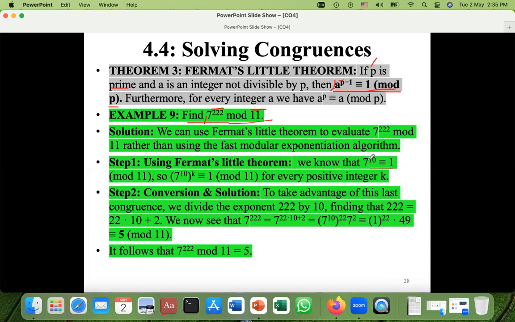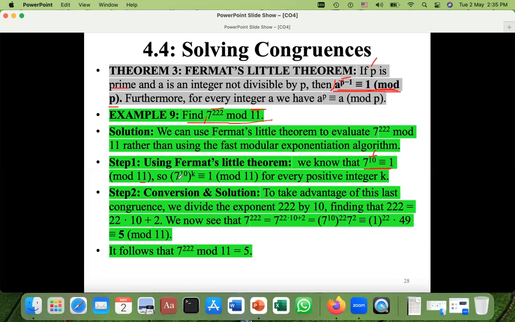Then it would be 7 raised to the power 11 minus 1, which is 10. 11 minus 1 is 10. Congruent to 1, we are writing according to that equation: 7 raised to the power 10 is congruent to 1 mod 11. So after subtracting 1, this is p minus 1 according to that one. So 11 minus 1 is 10. So this is written according to this theorem. But this is not a solution yet, because it is not equal to 222. We have to make it according to that 222.